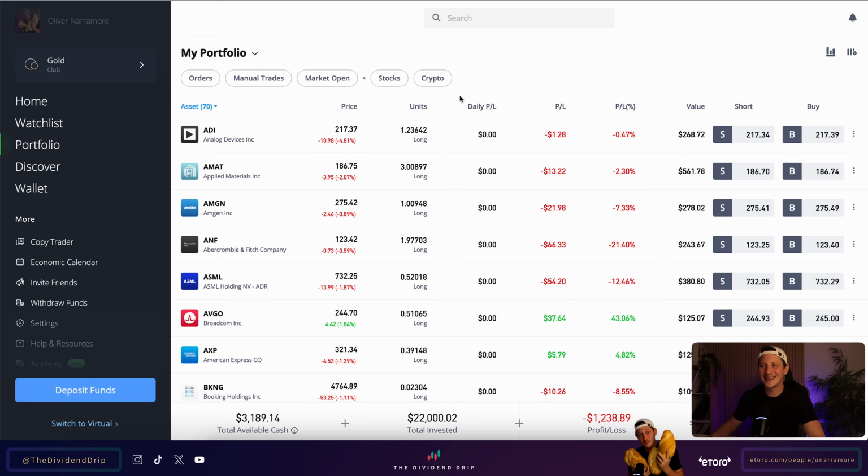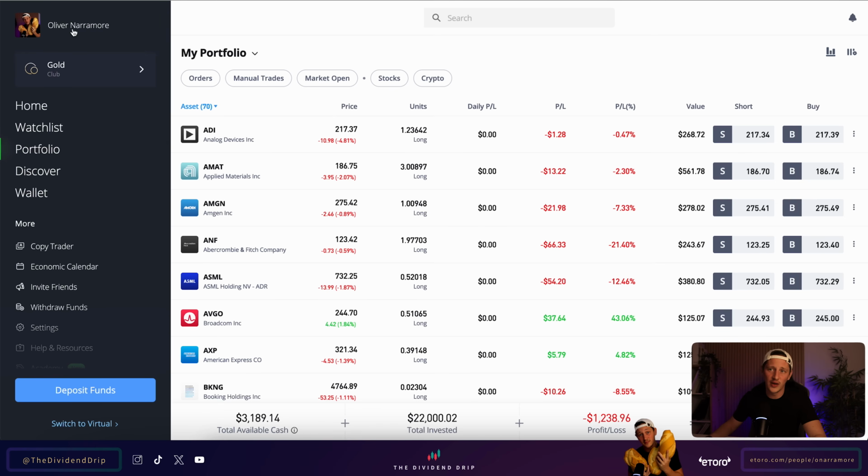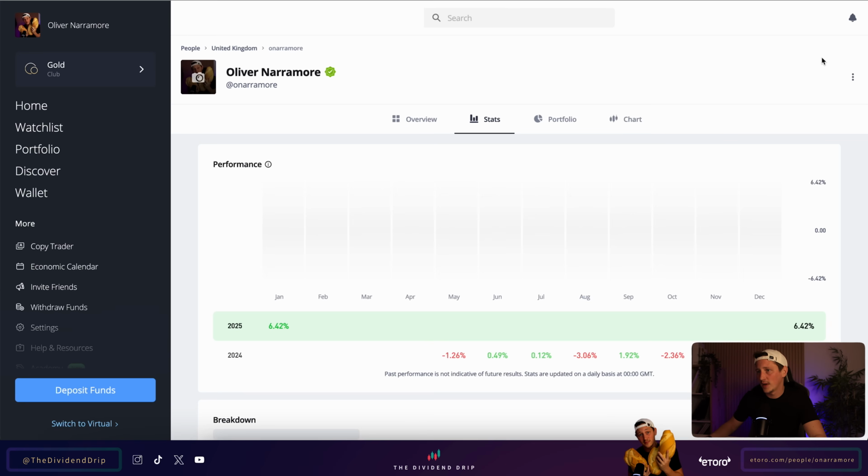Now, if you want to dig into your statistics in more detail, everyone loves some data and some stats. On the top right, you have this here, or you can click on your name in the top left and it will take you through to your statistics. So this is what a lot of the public will see as well, unless you set your profile to private. Okay, so in January, I did 6.42% in gains.